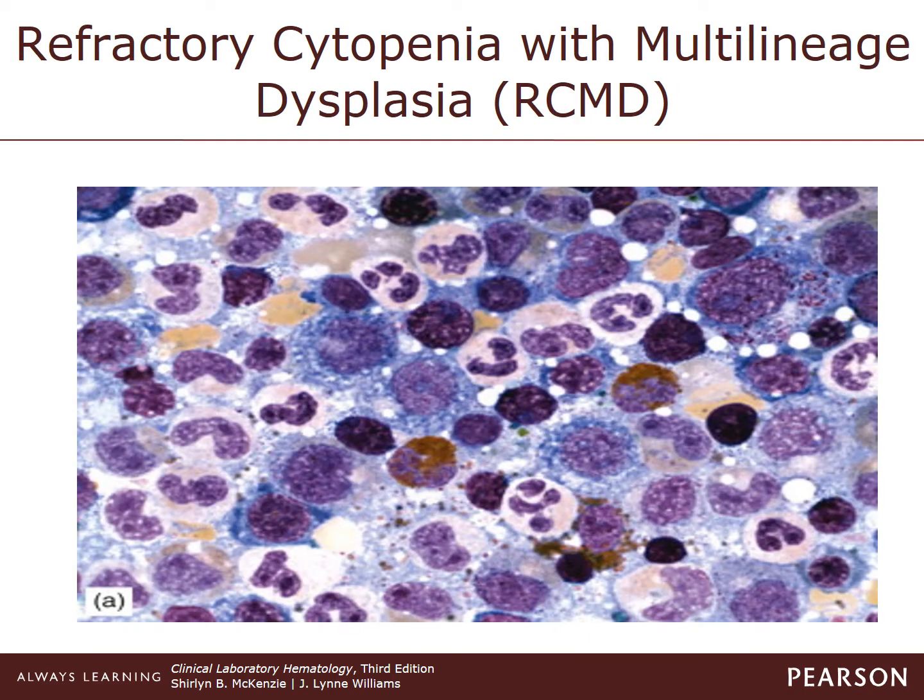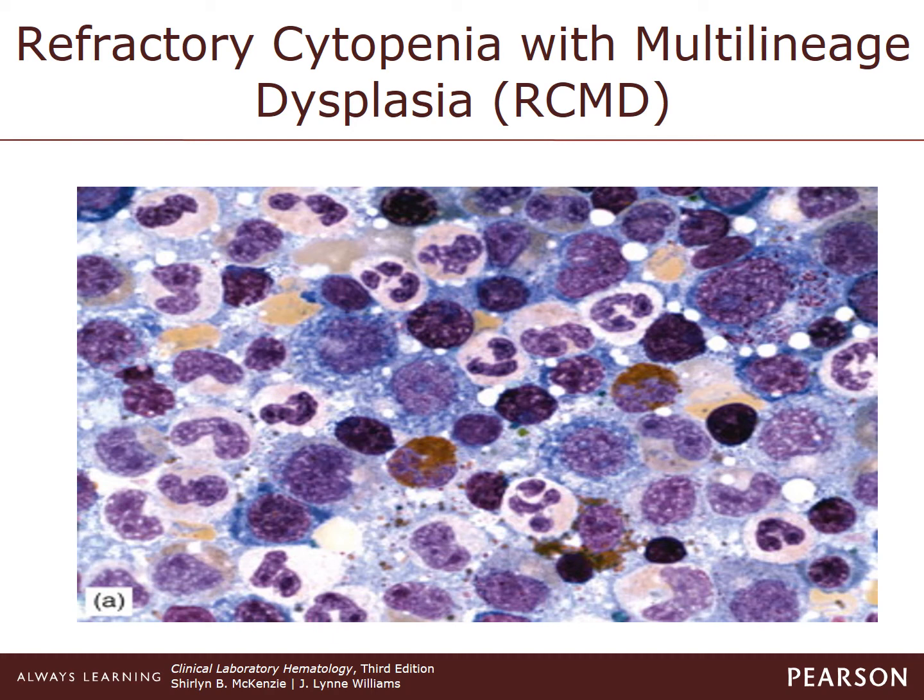Next classification is refractory cytopenia with multilineage dysplasia. This is categorized by one or more cytopenia and dysplasia in 2 or more of the myeloid cell lines. It's going to present with less than 1% blasts in the peripheral blood and less than 5% blasts in the bone marrow.